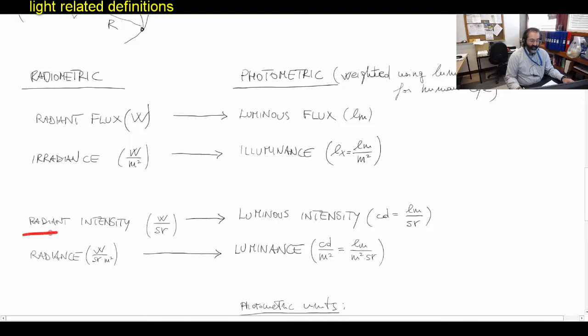And then we have the radiant intensity. So this is watts per steradian. Okay, so how many watts per unit solid angle the source is emitting. And the corresponding photometric quantity is the luminous intensity, which is measured in candela, which is a lumen per steradian.